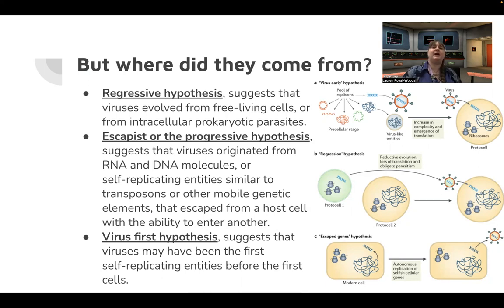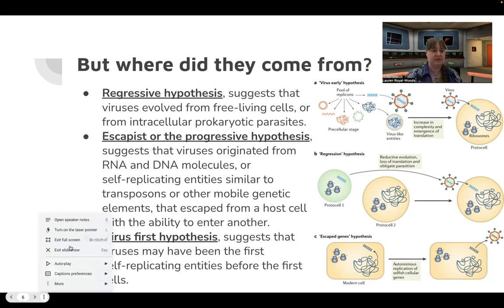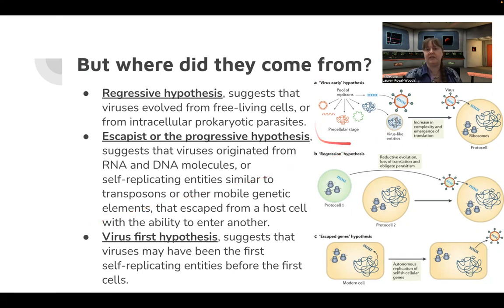So, the regressive hypothesis. Basically, this suggests that viruses evolved from free-living cells and from intracellular prokaryote parasites. So life came first, and then somehow something popped out that was acting not quite right. And, for instance, it shows over here, let me get my laser pointer out, a very early pool of replicants.